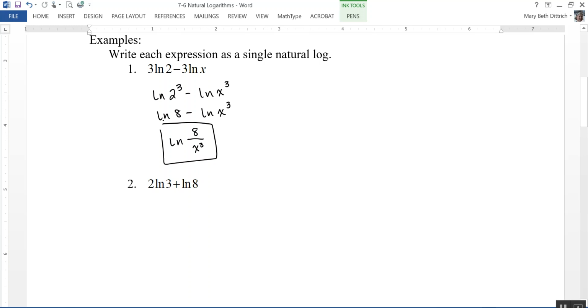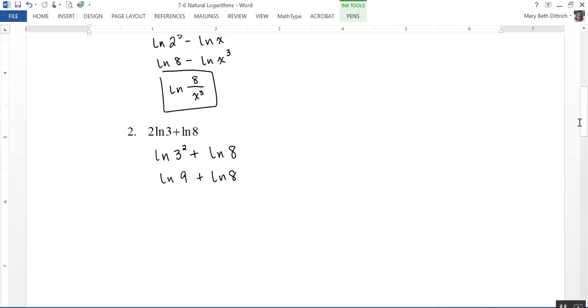My second example is 2 times the natural log of 3 plus the natural log of 8. So again, I'm going to move my coefficient to as an exponent, so this becomes the natural log of 3 squared plus, and I can't really do anything with the natural log of 8, so I'm just going to leave it right there. So this is the natural log of 9 plus the natural log of 8. And remember the property that says if I have addition, I can write it as multiplication. So this is going to be the natural log of 9 times 8, or the natural log of 72.